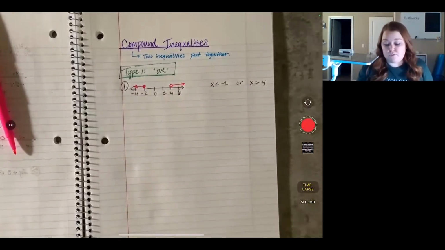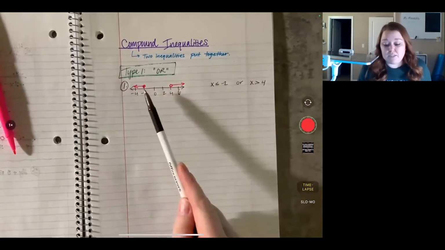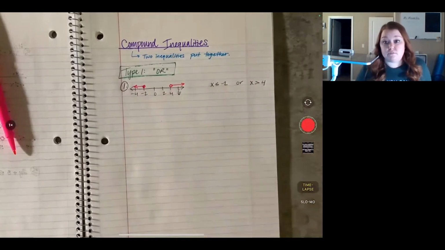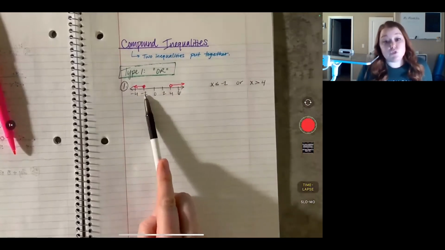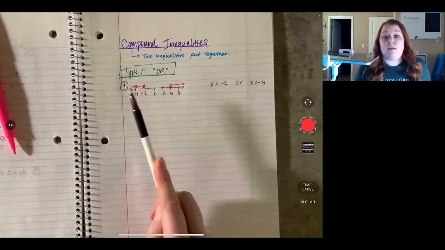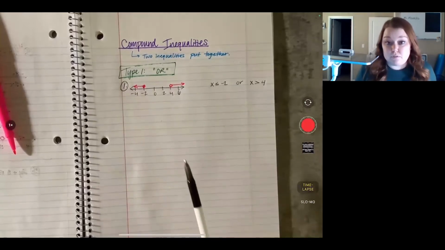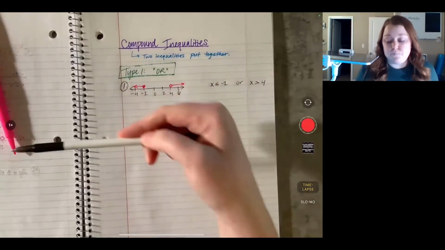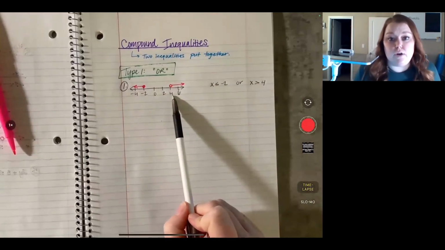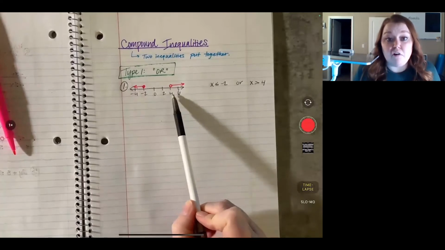You don't have to do both since it says or, meaning it could be something over here or something over here, all right? So like -2 would be a solution because it's closed. -4 would be a solution. -15 would be a solution because it's to the left of -2. 4, would 4 be a solution in this case? No, because it has an open circle.